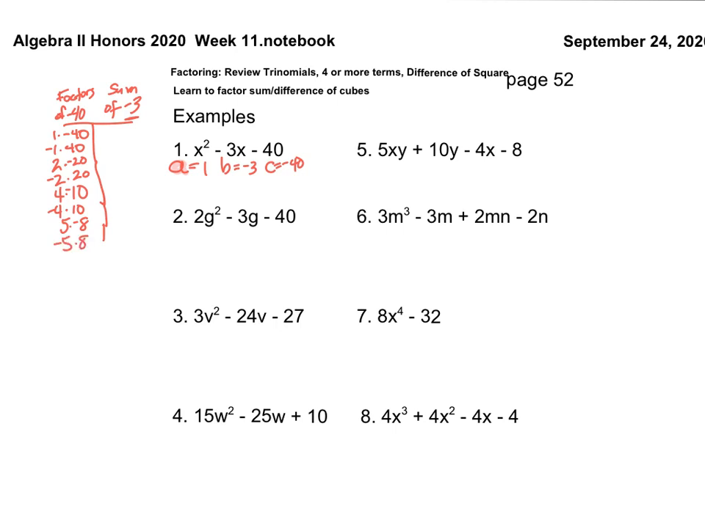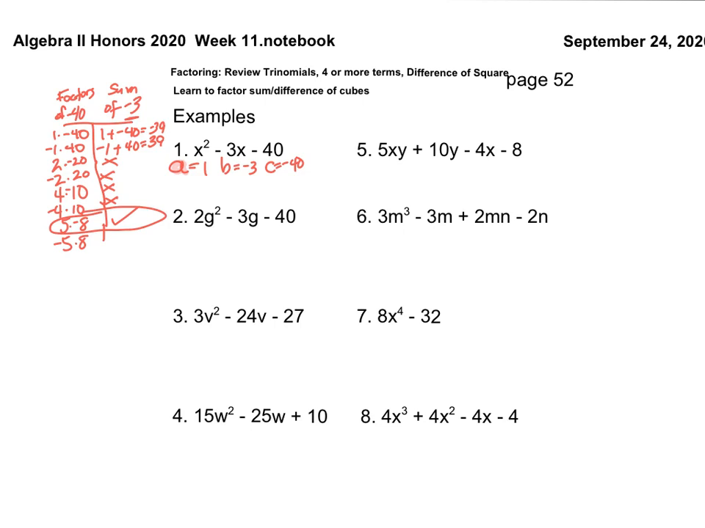Now what do I mean by a sum of -3? That means when I add those two factors together, will I get -3? And I don't expect you to go down through here and do all of these. 2 plus -20 is -18. -2 plus 20 is +18. 4 plus -10 is -6. -4 plus 10 is 6. 5 plus -8 is -3. That's what I want. I want -3.